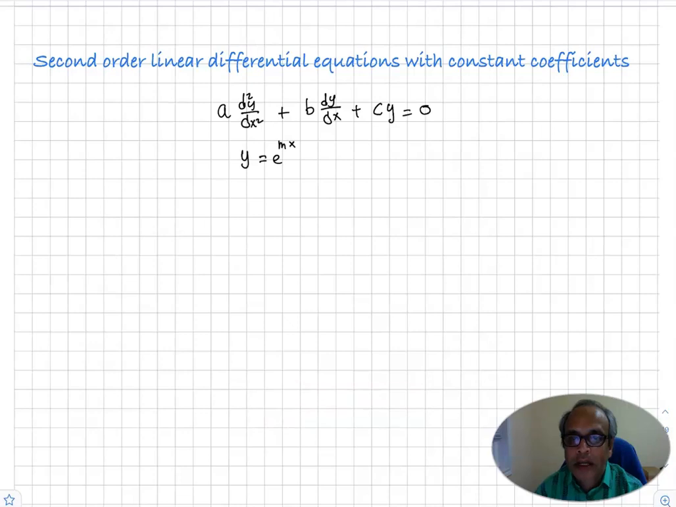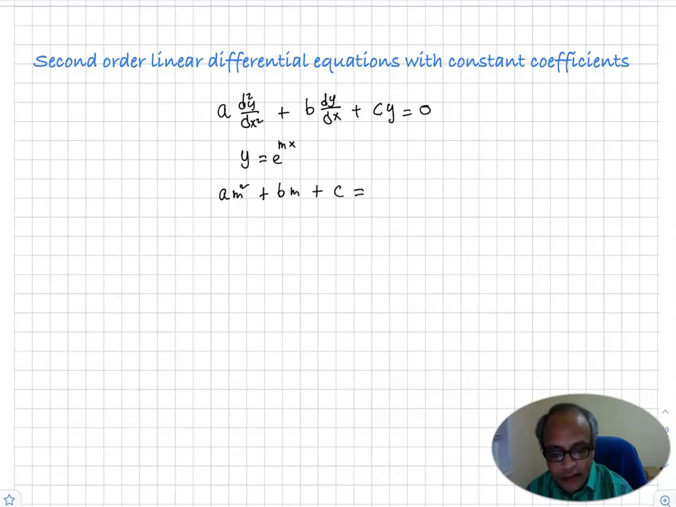In this video, I'm going to talk about second order linear differential equations with constant coefficients. For this type of equation, we are going to consider that e to the power mx is a solution. Then we can substitute into the equation. So we take the second derivative of y, the first derivative of y, and once we substitute, we get a m squared plus b m plus c equals 0.